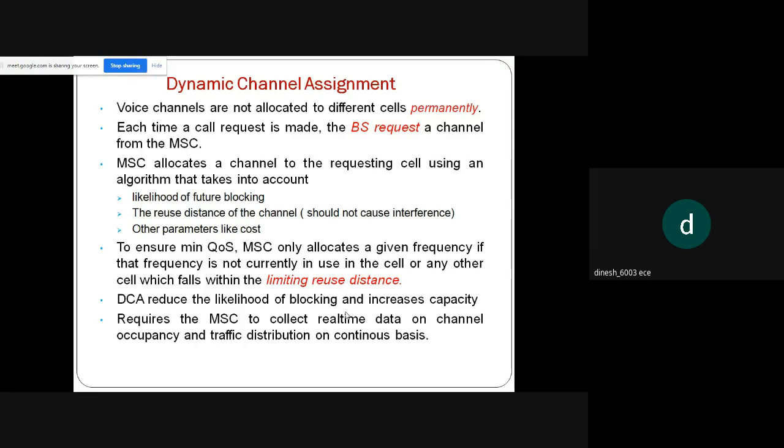So each time a call request is made, the base station requests a call from the MSC. I'll tell you in depth what these MSCs are. Mobile switching center it is. The mobile switching center is a device from where a call is being requested, which acts as a sender or a receiver.